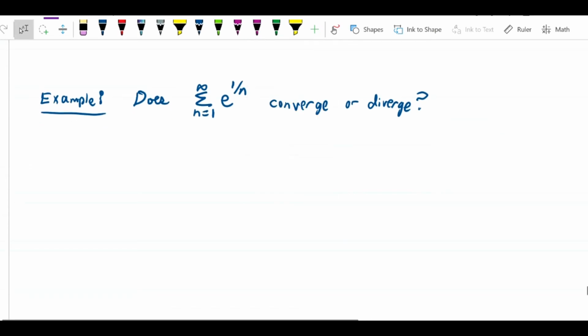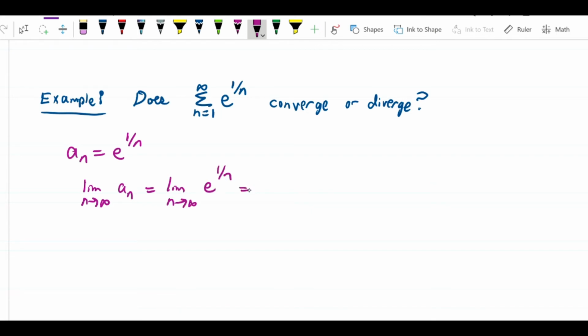Ask, does the sum from n equals 1 to infinity of e to the 1 over n converge or diverge? Well, what we can do is simply observe that the underlying sequence is defined by e to the 1 over n. Let's find the limit as n approaches infinity of a_n, which equals the limit as n approaches infinity of e to the 1 over n. By the composite limit rule, that is e to the limit as n approaches infinity of 1 over n, and the limit of 1 over n is 0, and e to the 0 is 1.